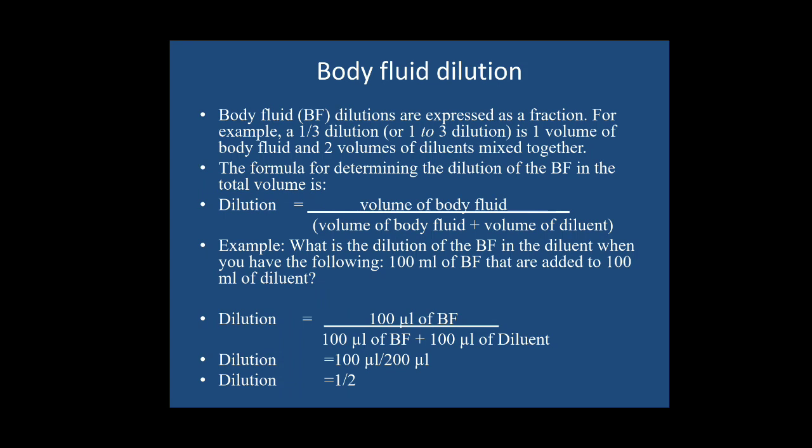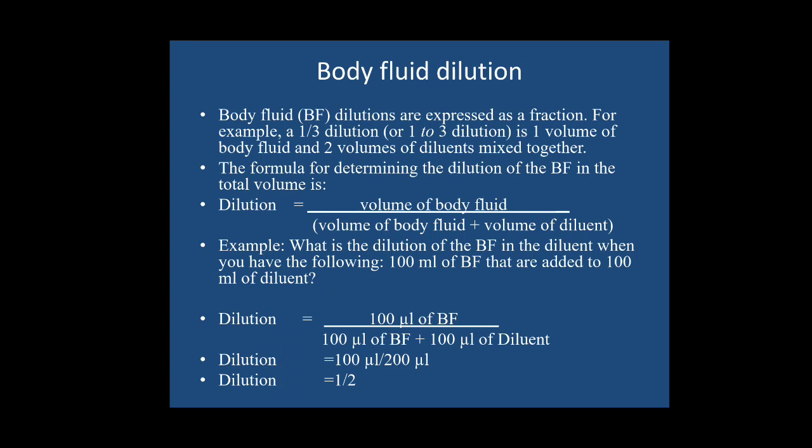Okay, finally we will see body fluid dilution. Body fluids are used for many estimations and for diagnosis of various diseases. So how do we dilute them? This dilution is expressed as a fraction, and 1/3 dilution is 1 volume of body fluid and 2 volumes of diluent. Diluent may be a separate thing, or it might be water also. Diluent, 2 volumes of water. So that is 1 by 3, 1 to 3 dilution.